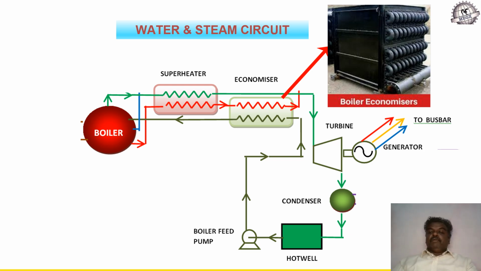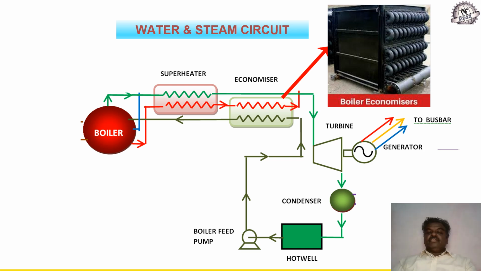The boiler feed pump has to supply the water at a pressure higher than the pressure that is prevailing in the boiler. The water that goes from the boiler feed pump will pass through what is called an economizer. An economizer is also a heat exchanger which preheats the water that goes to the boiler.